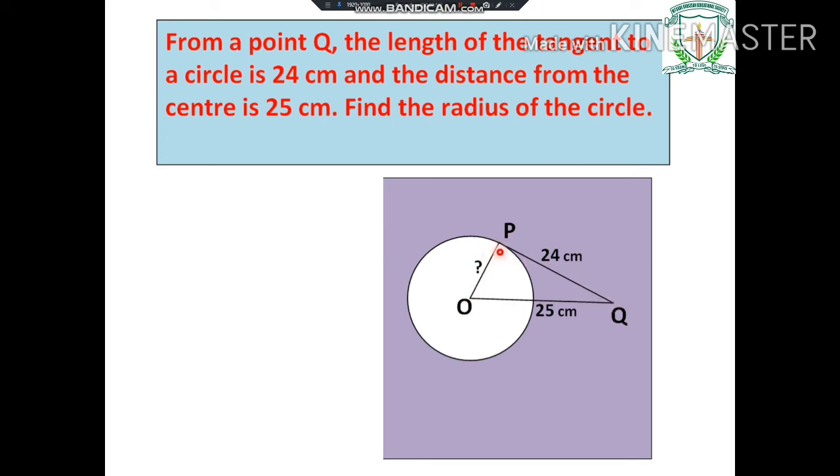So dear children, you are very familiar with the right angle triangle property. Which theorem is more famous here? You are familiar with the Pythagoras theorem. Whenever there is a right angle triangle, you can apply the Pythagoras theorem. When two sides are given, you can easily find out the third side by using the Pythagoras theorem. Hope you understood how to write this. Now apply the Pythagoras theorem here. The hypotenuse is OQ.